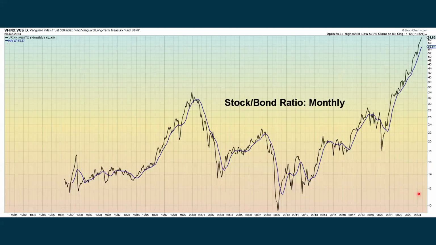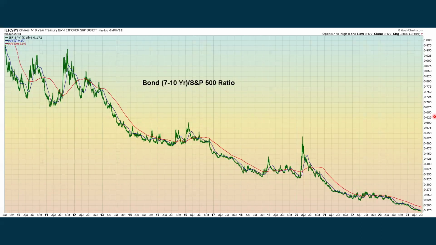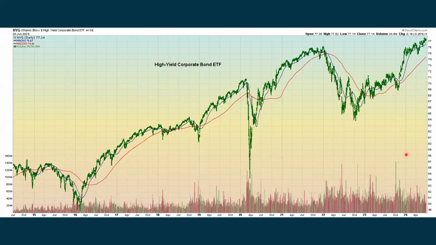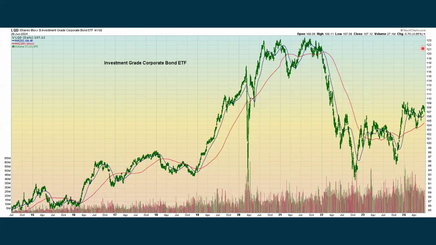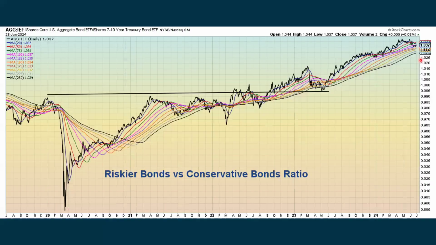We look at a monthly chart of stocks to bonds, showing how stocks continue to outperform. And this also is a daily chart showing how bonds are underperforming stocks. We look at high yield corporate bonds, also known as junk bonds, just coming off of setting recent all-time highs. And we look at more conservative bonds, which are still in an uptrend, but not performing as well, as folks are tending to favor the junk bonds over more conservative bonds. This is a ratio between the riskier bonds and conservative bonds. We are seeing this trailing off a little bit.